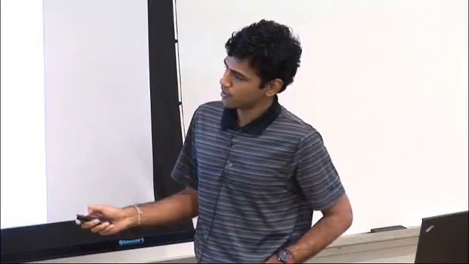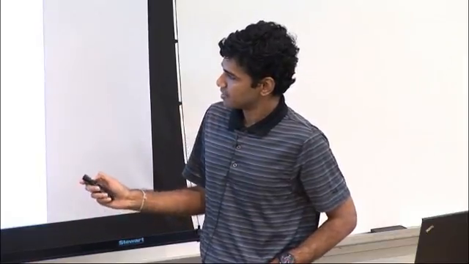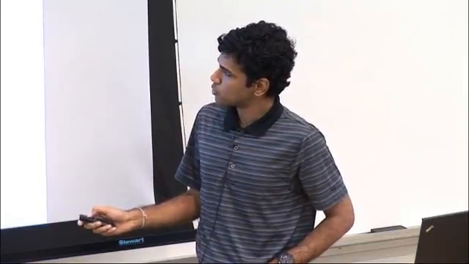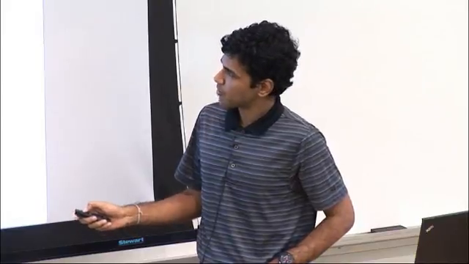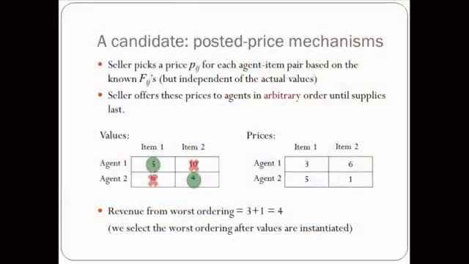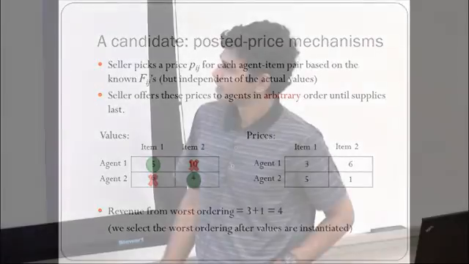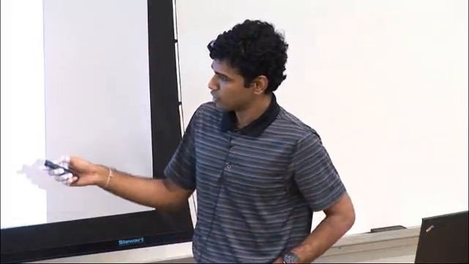Okay, so if agent 1 comes first, his values for item 1 and item 2 are 5 and 10, and these are the prices. He'll obviously pick item 2, which gets a utility of 10 minus 6, 4 for him. And the first one gets only 2, so he'll pick item 2, which automatically means that only item 1 is available for agent 2. Okay. And if agent 2 comes first, it gets reversed, and you get much less revenue. You get only 4, but we count only that as the revenue, the worst possible ordering.